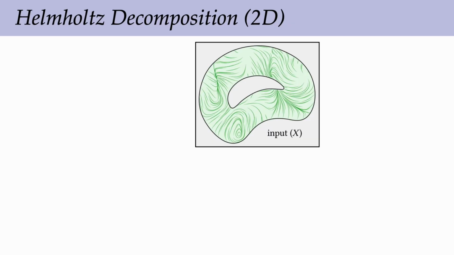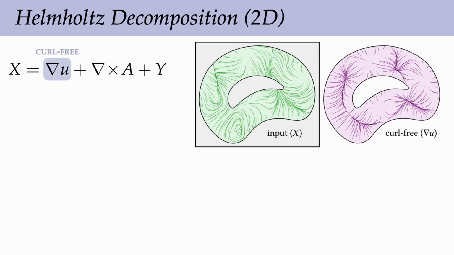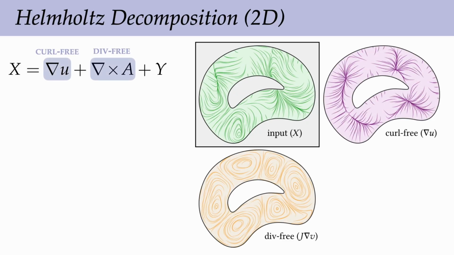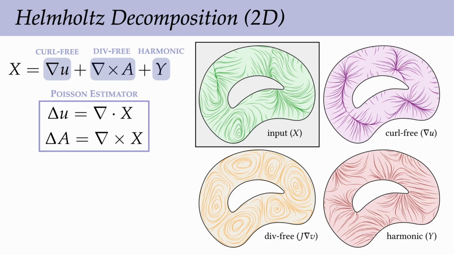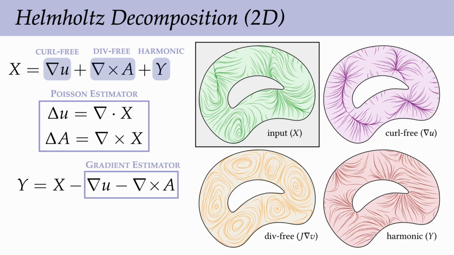Okay, in terms of actual examples, here's one fun one. Let's say we want to take a vector field X and decompose it into its constituent parts: a curl-free part, a divergence-free part, and a remaining harmonic part, something called a Helmholtz decomposition. Well, we can do this by solving two Poisson equations using our standard Poisson estimator for two of those components, and then use our gradient estimator to subtract off those components and get the remaining harmonic part.